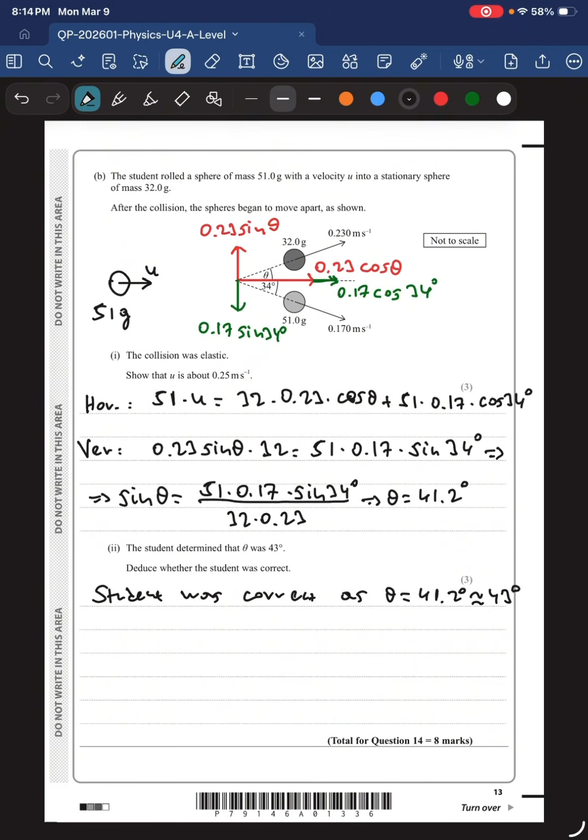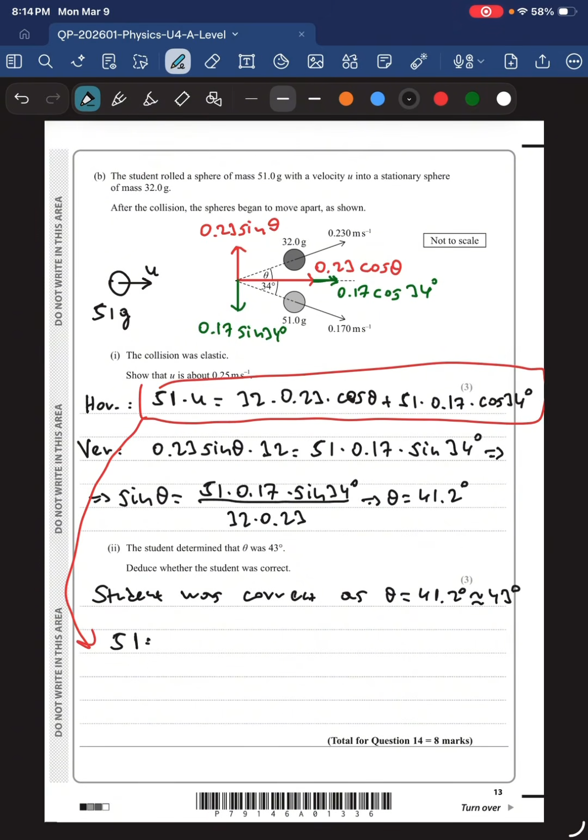All right, and we are left with u. We haven't calculated u. Now that we know theta, we can go up here and calculate u. So we have 51 times u is equal to 32 times 0.23 times cosine of 41.2 plus 51 times 0.17 times cosine of 34 degrees. So u is 0.25 meters per second.